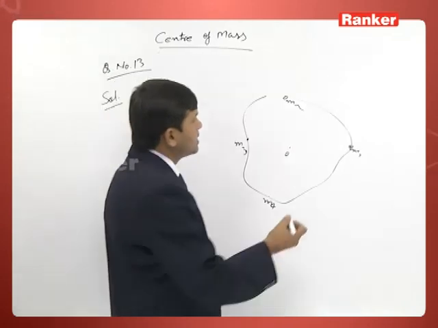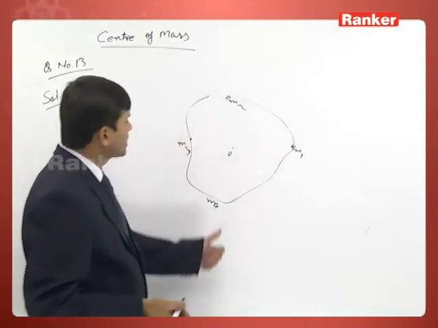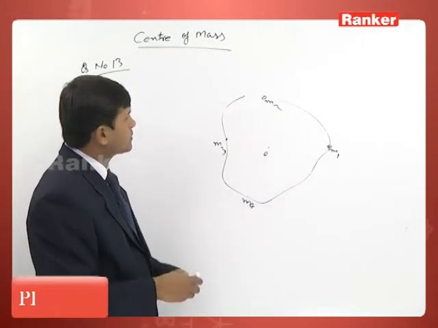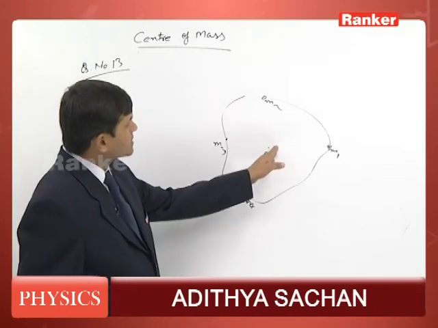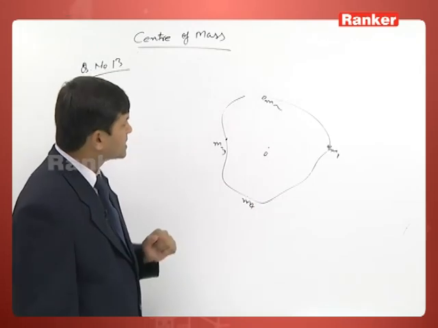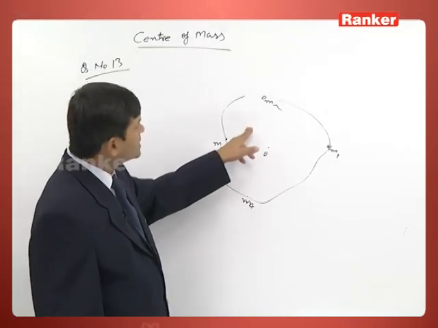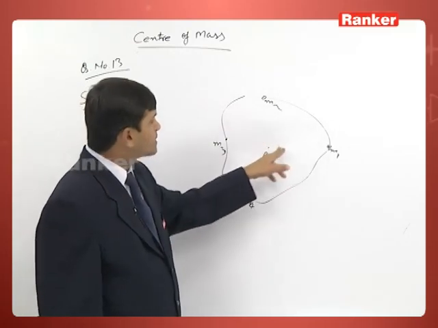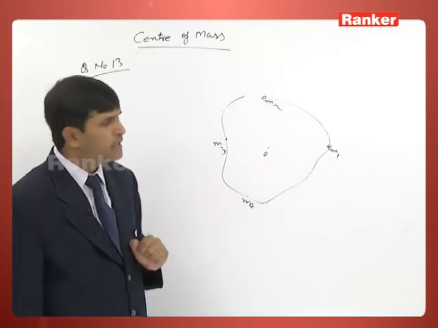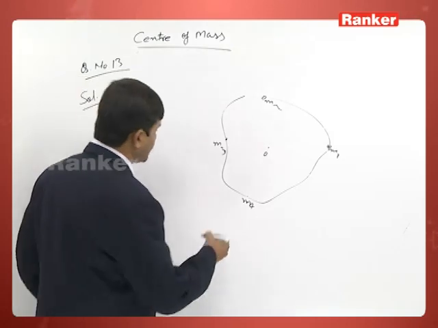So whatever the masses of these particles, these particles are at different distances. As the distance of the particles from point O increases, the center of mass distance will increase. But for the particle which is at the largest distance from point O, the center of mass cannot be more than the largest distance of that particle.